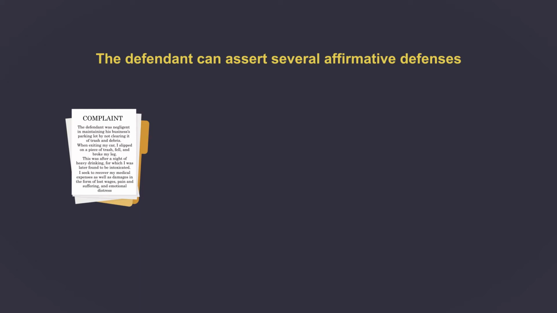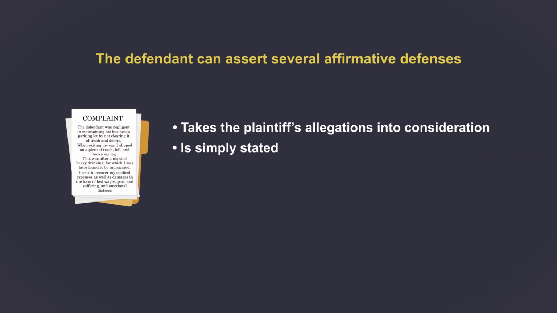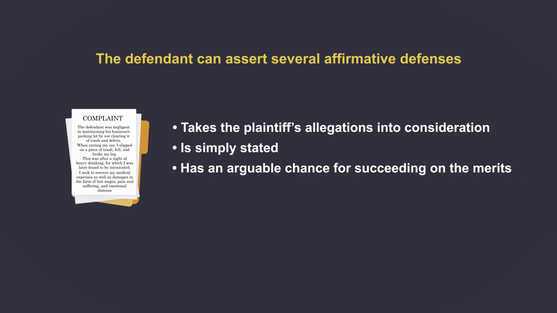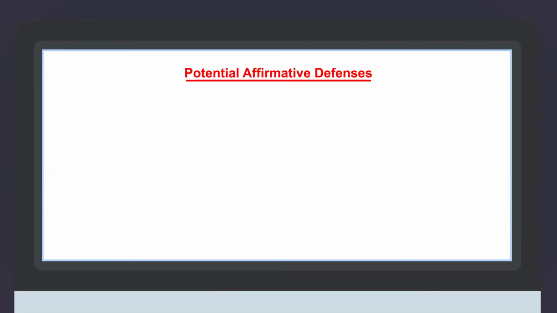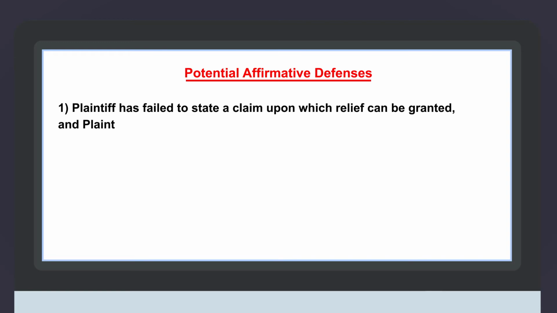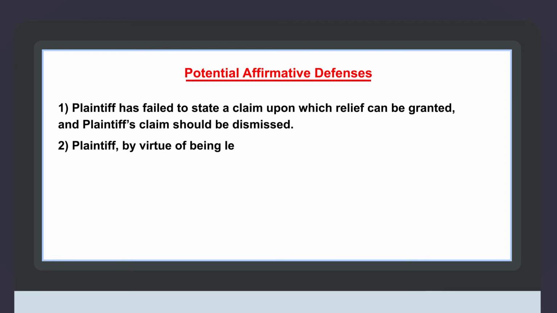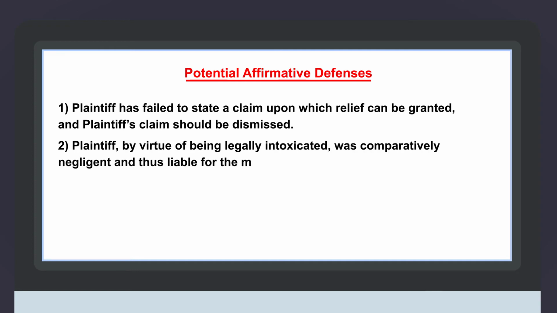Each of these affirmative defenses takes the plaintiff's allegations into consideration, is simply stated, and has at least an arguable chance for succeeding on the merits. Here are some examples of affirmative defenses. 1. Plaintiff has failed to state a claim upon which relief can be granted, and plaintiff's claim should be dismissed. 2. Plaintiff, by virtue of being legally intoxicated, was comparatively negligent, and thus liable for the majority of damages alleged.